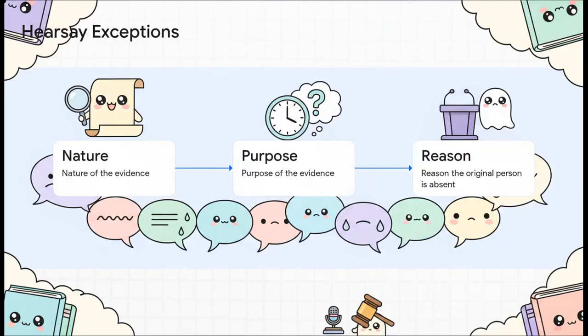Next is hearsay evidence. You know this one. It's second-hand information. My friend told me that he saw. It is highly unreliable because the original speaker isn't in court, they aren't under oath, and you can't cross-examine them. But a court will look at 3 specific factors before making an exception. 1, the nature of the evidence. 2, the purpose of the evidence. And 3, the actual reason why the original person can't just come to court and testify themselves.